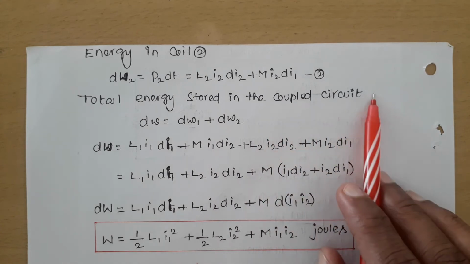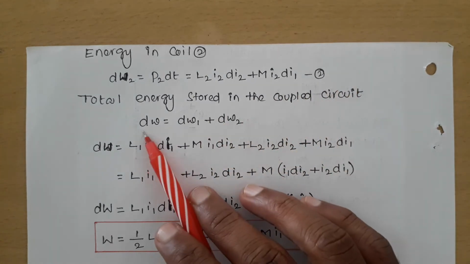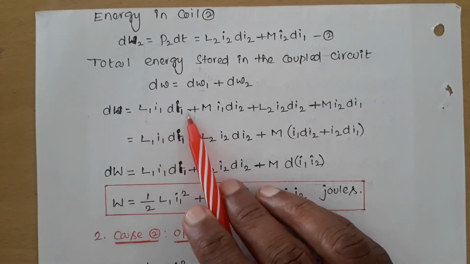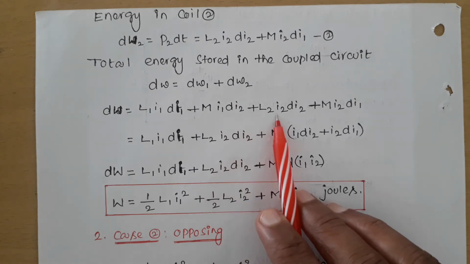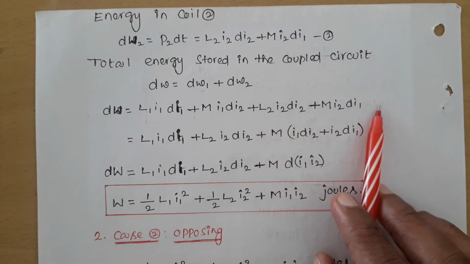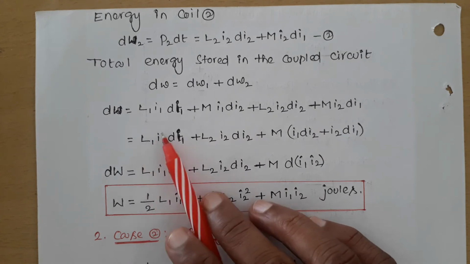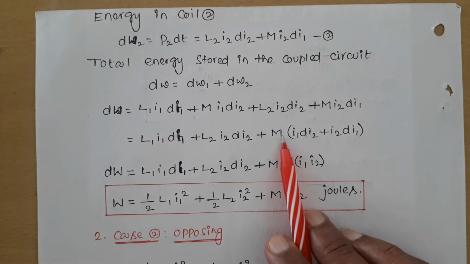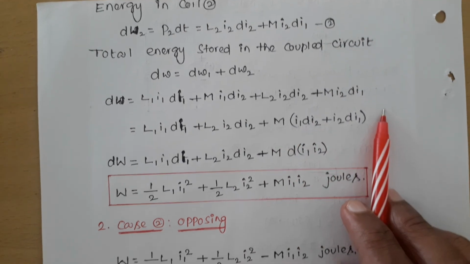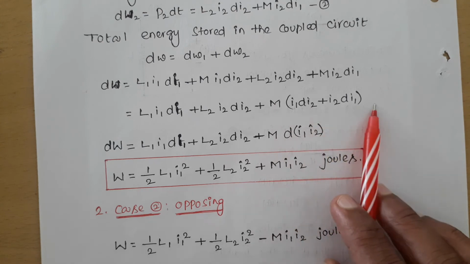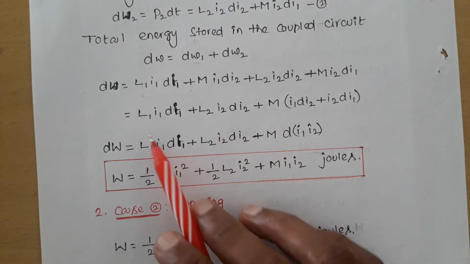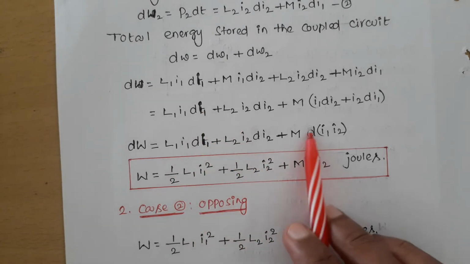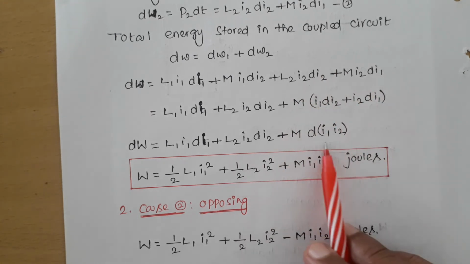The total energy stored in the coupled circuit, that is coil 1 and coil 2, is dW equal to dW1 plus dW2. So dW equal to L1 i1 di1 plus M i1 di2 plus L2 i2 di2 plus M i2 di1. Writing terms together: L1 i1 di1 plus L2 i2 di2 plus M times (i1 di2 plus i2 di1). It is in the form x dy plus y dx, which equals d(xy). So dW equal to L1 i1 di1 plus L2 i2 di2 plus M d(i1 i2).